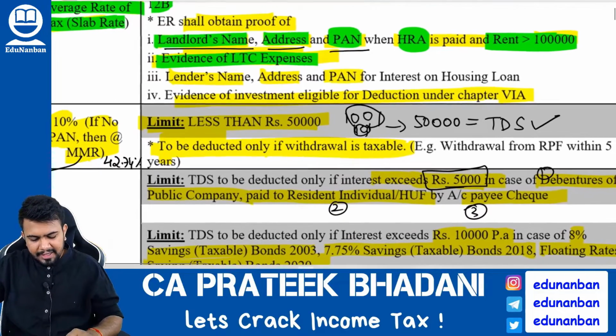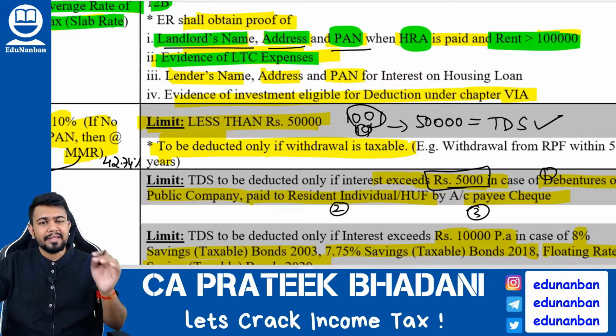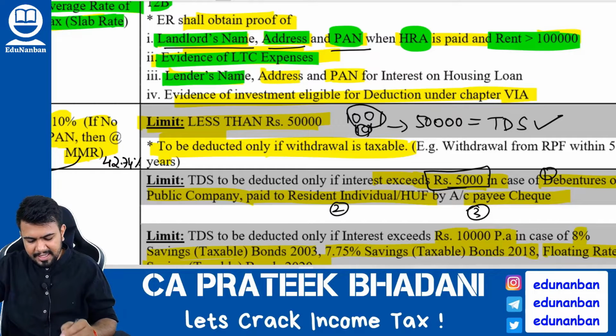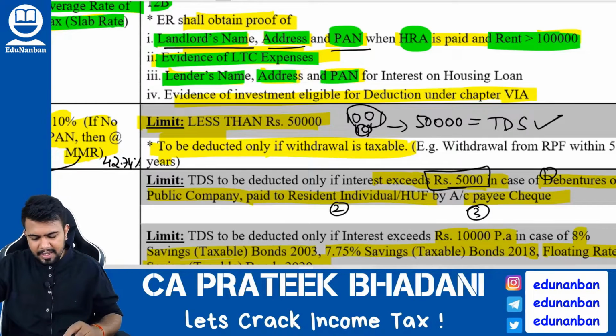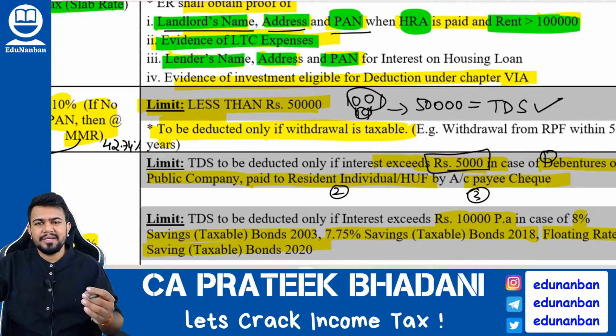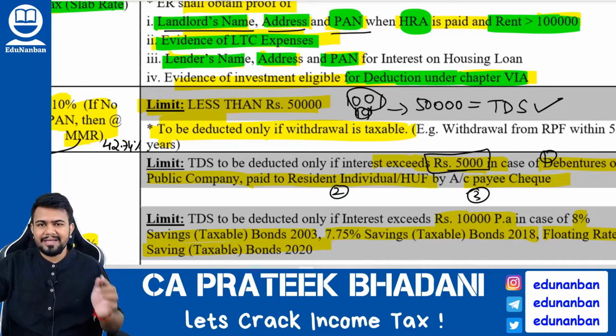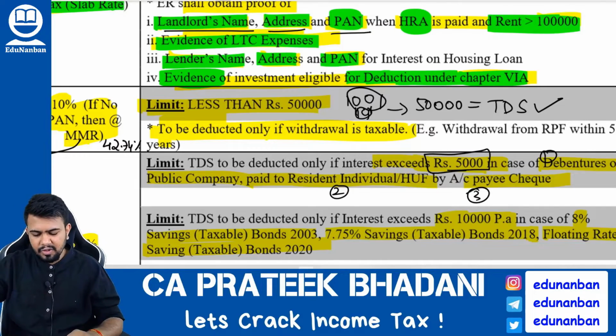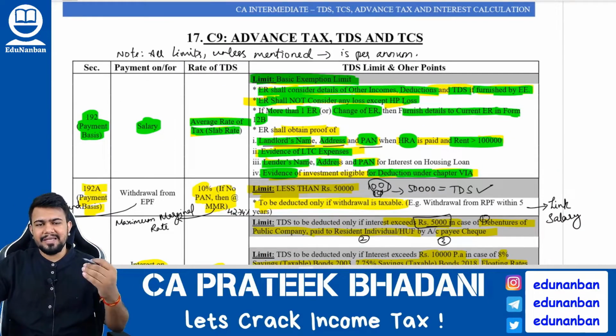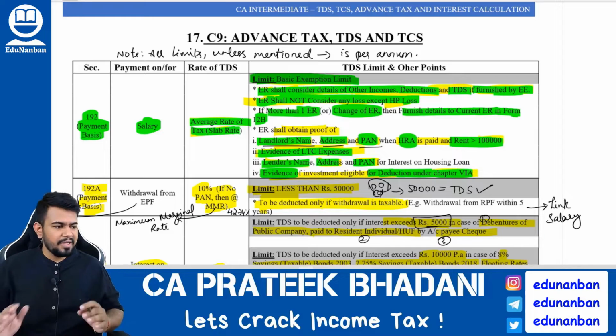Number 3, if there is an interest on housing loan, then also collect the details of the lender's name, address and PAN number. And lastly, if any investment is made under Chapter VI-A deductions, then for such investment take the evidence. Fine. So all these points also have to be considered by the employer while deducting the TDS for employee.